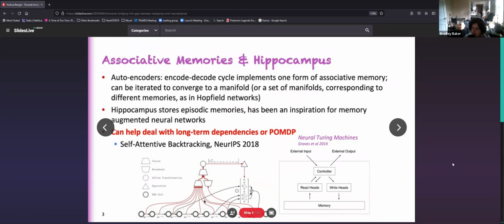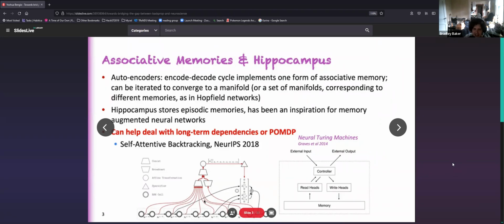So his initial idea with this slide was that this model for self-attentive backtracking, which I'm personally not familiar with, I didn't read the paper, can be somewhat analogous to what the hippocampus does when it stores episodic memory, and is able to create skip connections in a similar way to this attention-based recurrent model.